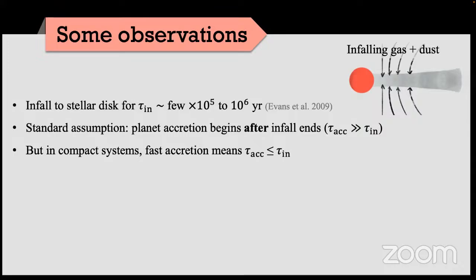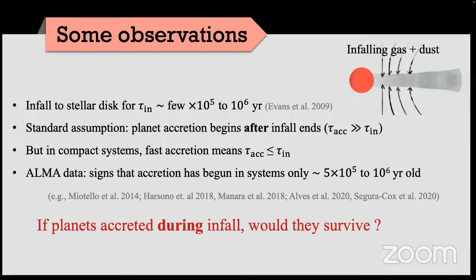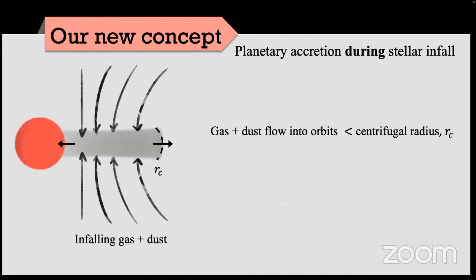So maybe accretion has started during the formation of the stellar disk. And there are some signs in ALMA data that show that accretion may have begun in systems that are very young, less than 1 million years old. So if planets indeed started to accrete during stellar infall, would they be able to survive? And if they survive, what are their characteristics?